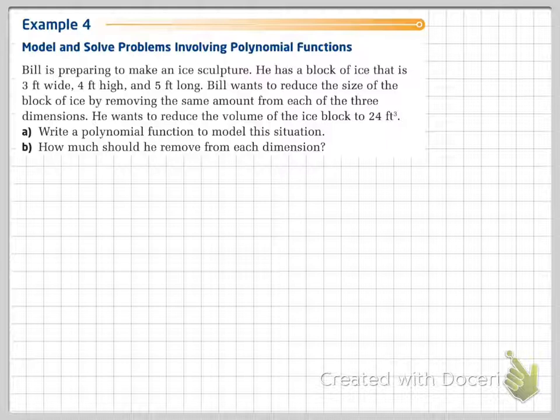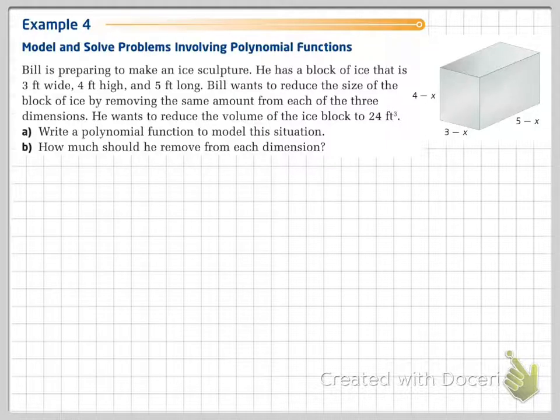In example 4, Bill is preparing to make an ice sculpture. The block of ice is 3 feet wide by 4 feet high by 5 feet long, and he wants to reduce the size of the block by removing the same amount of ice from each side. So if you drew it, you would have something that would be 3 by 4 by 5, but then to take the same amount off of each side, and we don't know how much to take off, we would say it would be 3 minus x, 4 minus x, and 5 minus x for the dimensions. There's a picture of it to the right. Write a polynomial to match this.